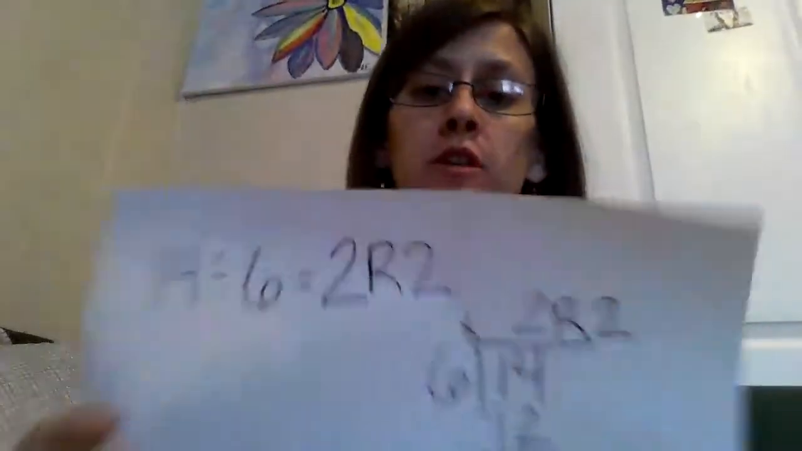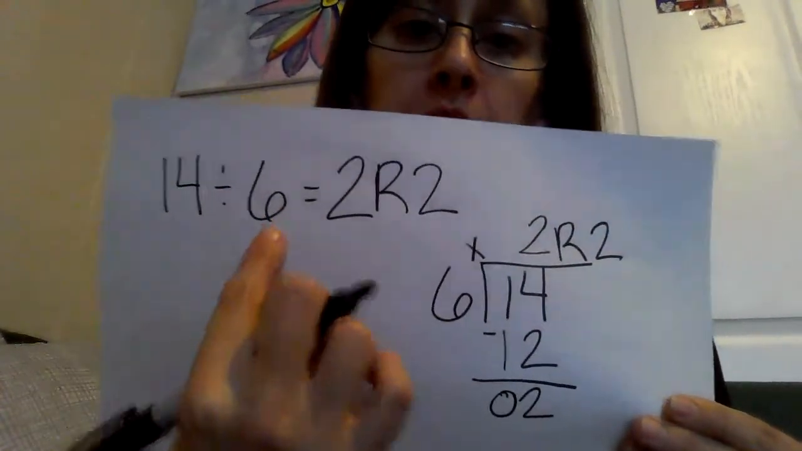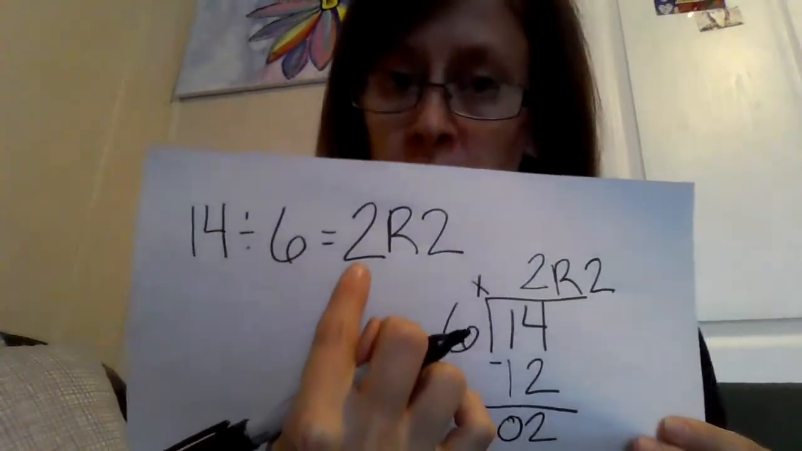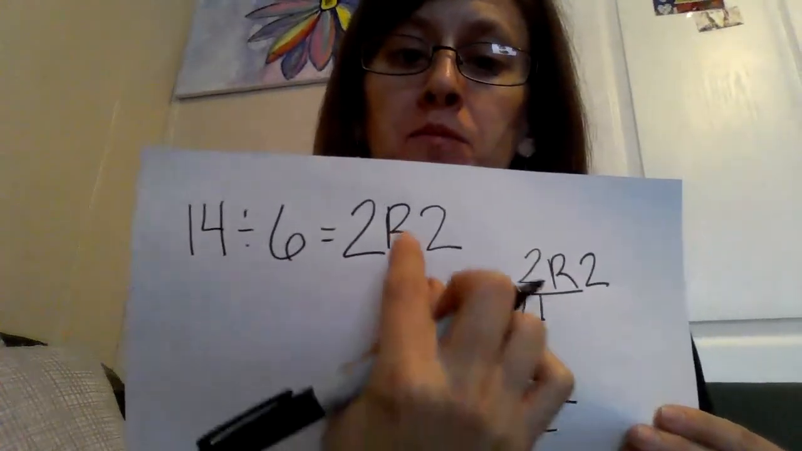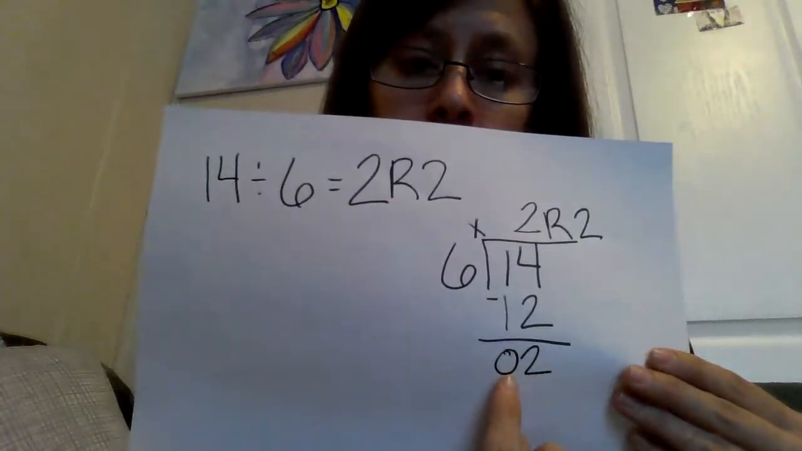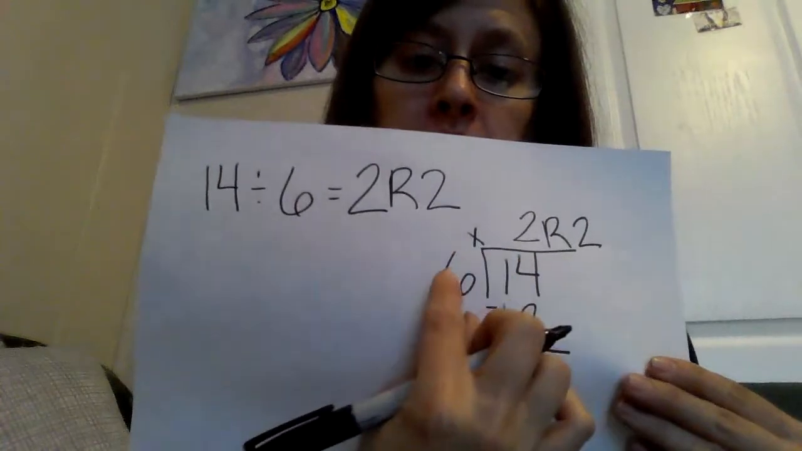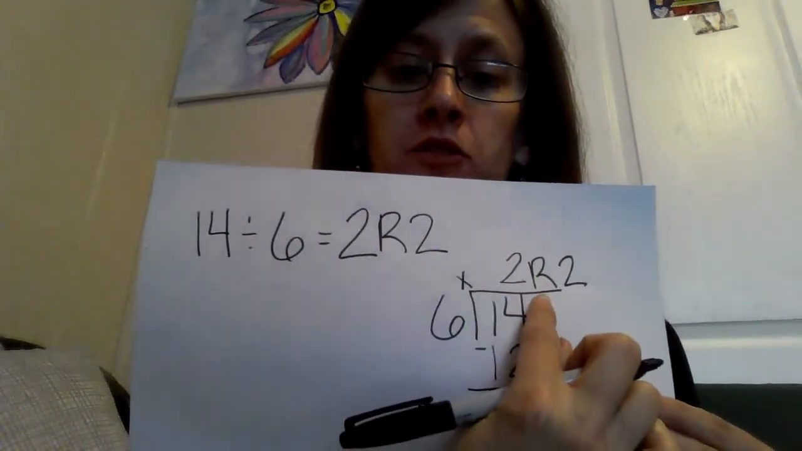So remember when I said when you see remainders, you're going to put that R2. So when I'm looking at this problem for 14 divided by 6, I can make two equal groups of 6 to give me 12, but then I'm also going to have a remainder of 2 left over. Okay? So when you do 14 divided by 6, your quotient is 2 remainder 2.